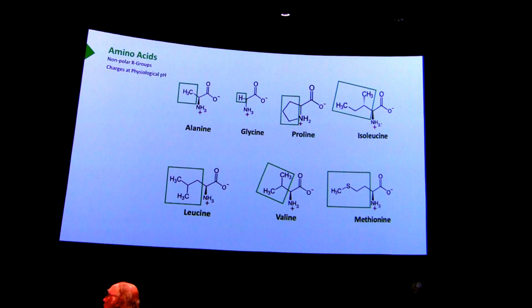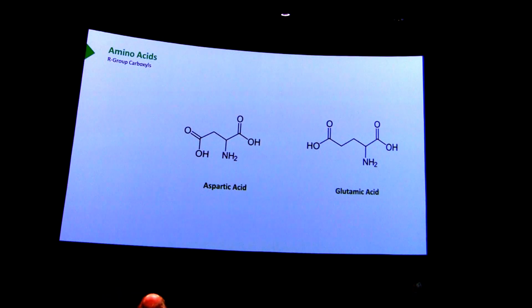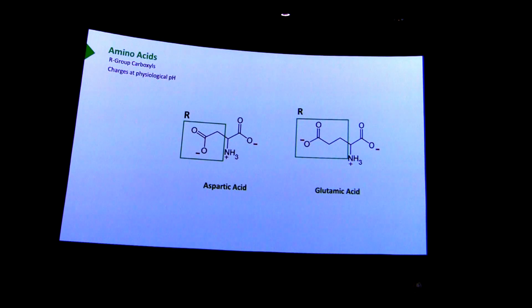Okay, the amino acids with R groups that can ionize. Here's aspartic acid, here's glutamic acid. There's the R group, and you see a carboxyl out there, and you know carboxyls can ionize, and in fact they do. That's what happens to carboxyls at physiological pH.